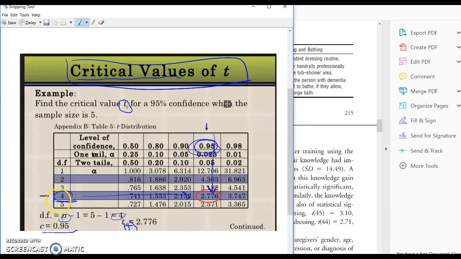Then they went to 4. They know that it was a 95% confidence interval, and they went down, and they went over. And that's how they came up with that 2.776. This is an actual number already determined. You're just following the chart to get to that correct number. So t(4) = 2.776 is the actual critical value of t.